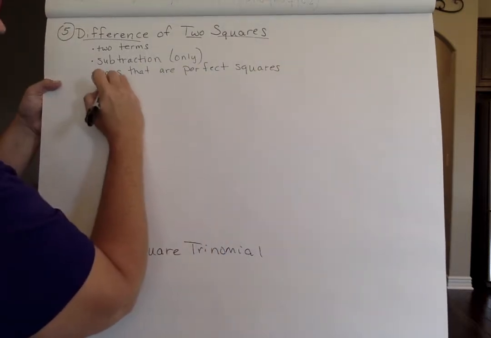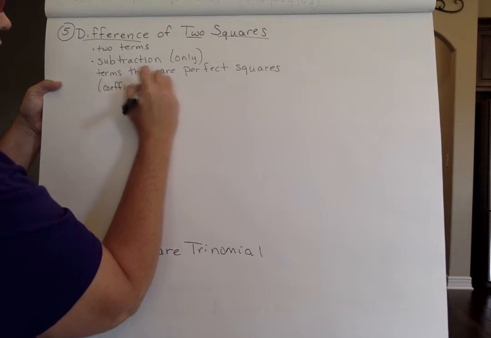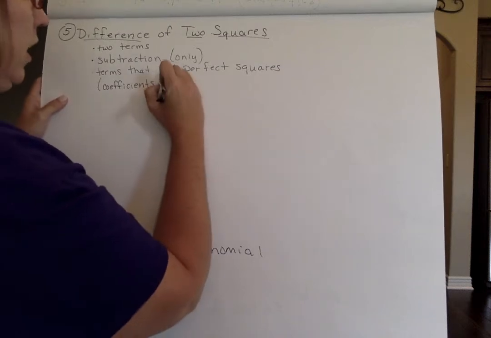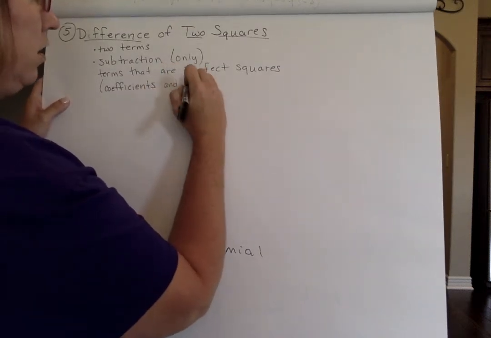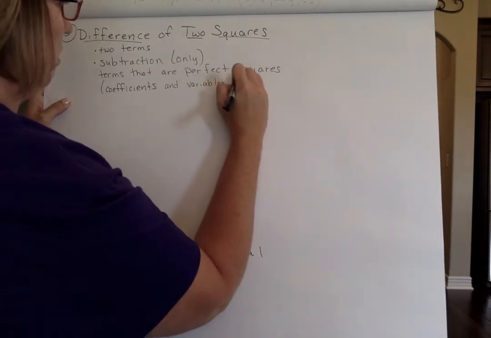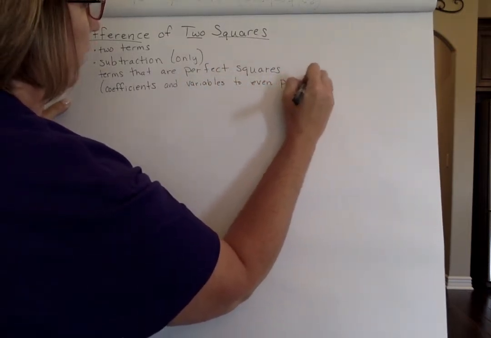Okay, and this would mean the coefficients are perfect squares. So again, that list of perfect squares you might have in your notes: 1, 4, 9, 16, 25, 36, 49, and so forth. Coefficients and variables to even powers are also perfect squares.